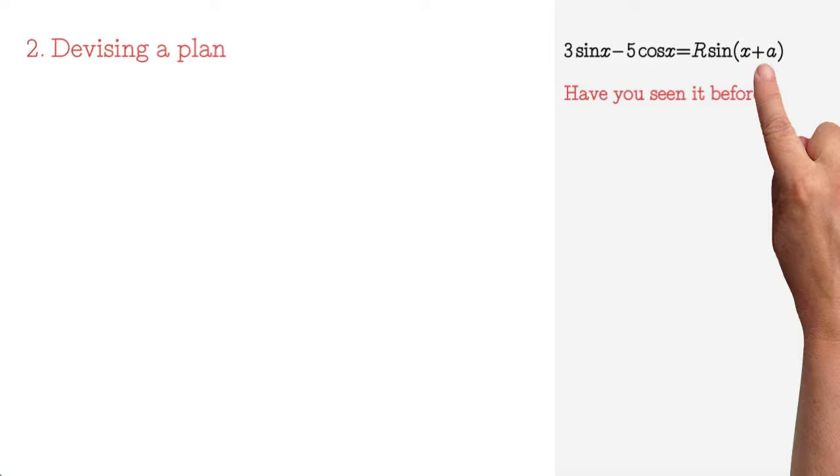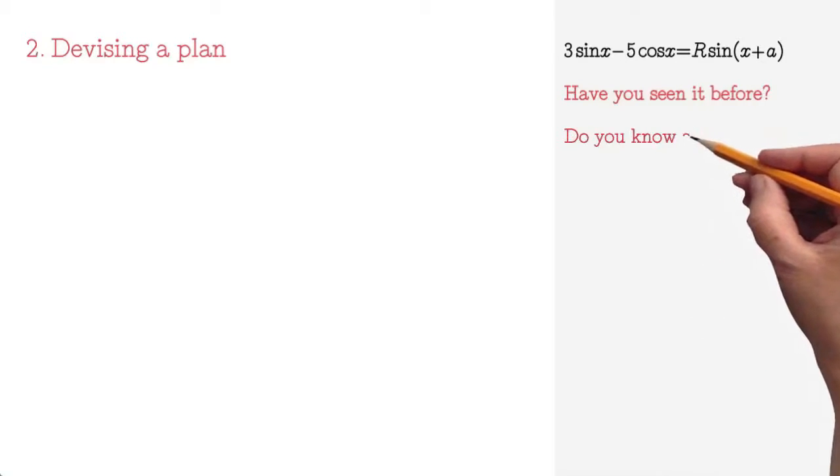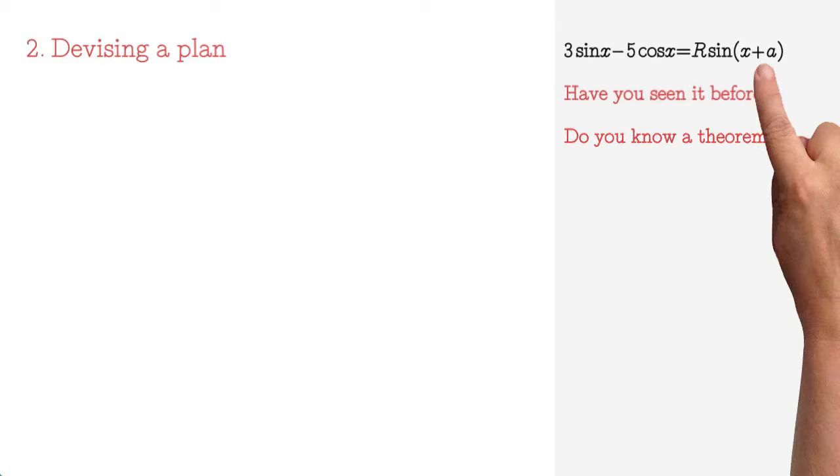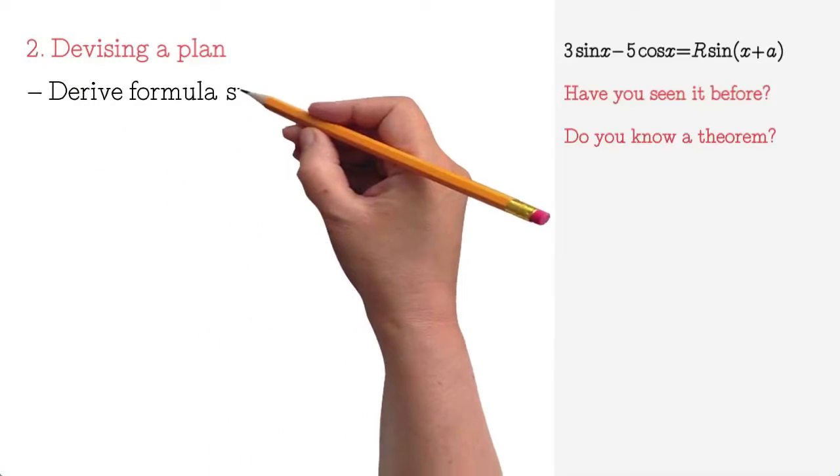We ask ourselves, do you know a theorem or a formula that you could use? We have seen a formula where the sine of a sum of two angles is some expression involving sines and cosines, but we have forgotten how it looks. That should not scare us. Formulas that we have forgotten can almost always be retrieved with a little guessing and sound reasoning. So our first goal should be to derive the formula for sin(x plus a).